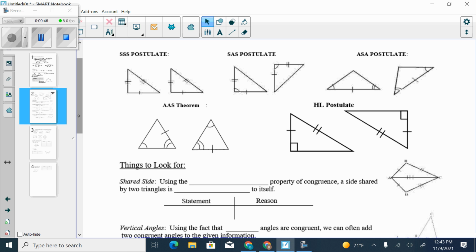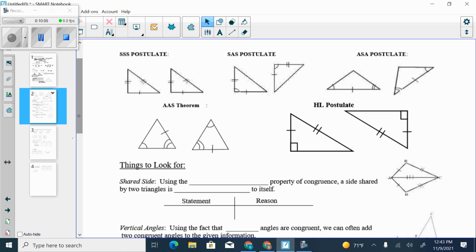We got our side, side, side, side, angle, side, angle, and angle, angle, side. But if you guys remember, I told you there were 5 total on the last 2 sets of notes. We said that there were 5 postulates. Well, we've only learned 4. So this is the 5th one, HL.